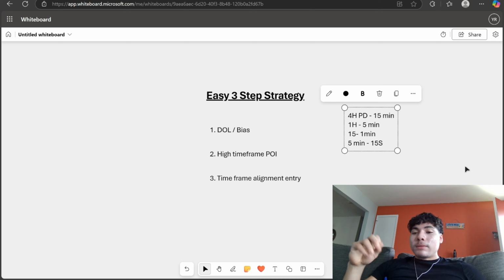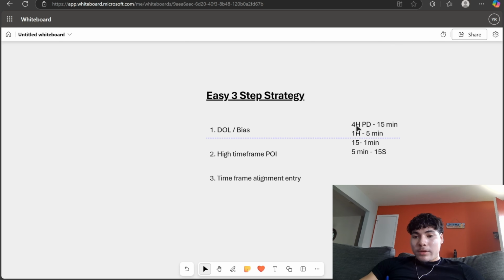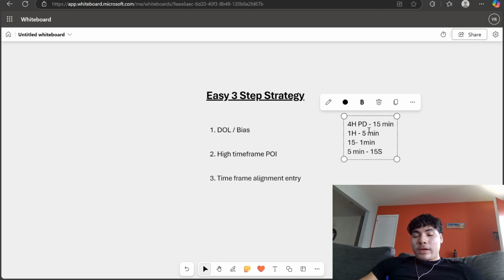So sometimes they overlap. Sometimes you'll find a 4-hour and a 1-hour PD array together. Then I will just look for the 5-minute because it's more precise and gives you a better risk to reward. The higher the time frame is, the more likely it's going to play out, but it would give you a less risk to reward.